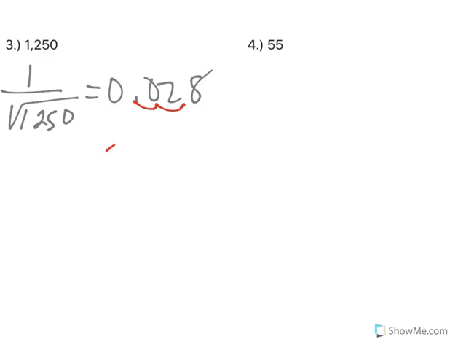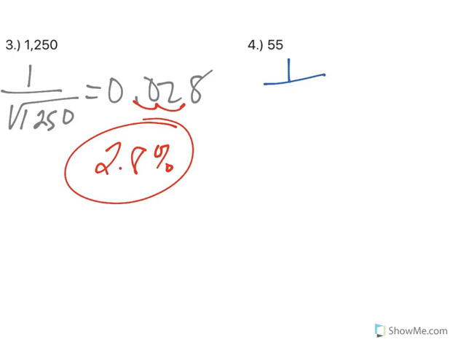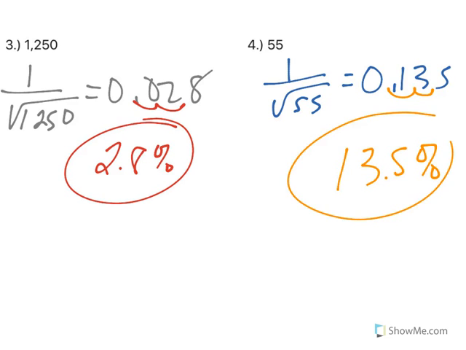Number 3, still finding the margin of error. So 1 divided by the square root of 1250. I get 0.028, multiplied by 100, 2.8%. 1 over the square root of 55 is 0.135, multiplied by 100, 13.5%.